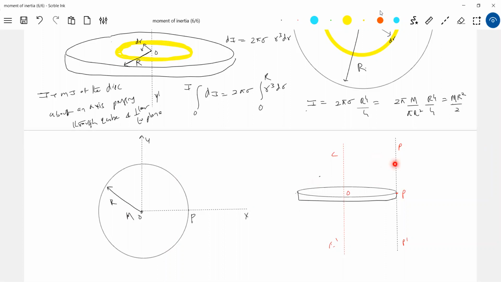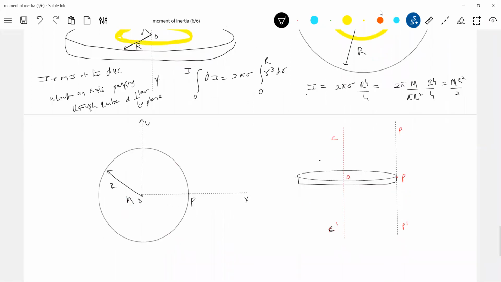So look at these two axes, CC dash and PP dash. They're parallel. So what is the question now? Find the moment of inertia of the disk about the axis passing through point P and perpendicular to its plane.